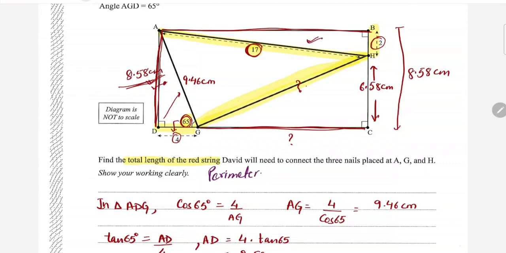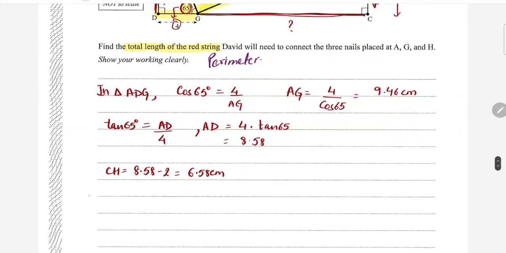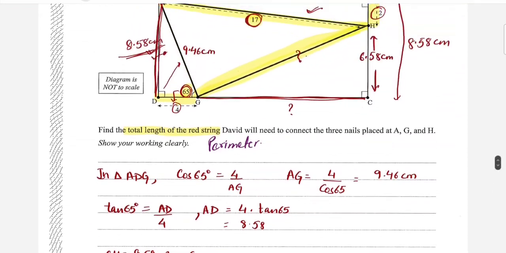So now we are on this triangle up here, triangle ABH. In triangle ABH, it's really important to label which triangle you are using, because that way the examiner will know which triangle you are considering and what you are doing. All right. So labeling is really important.